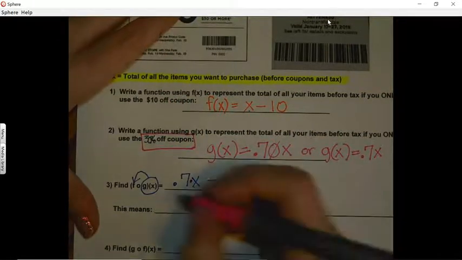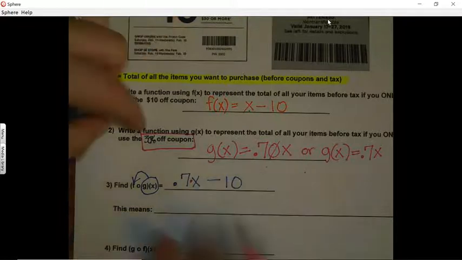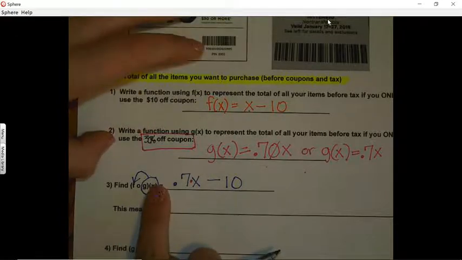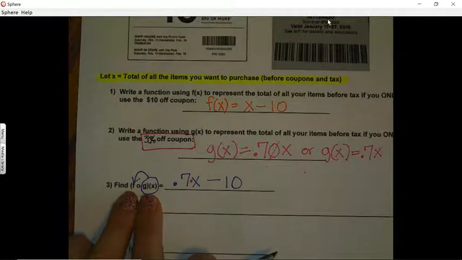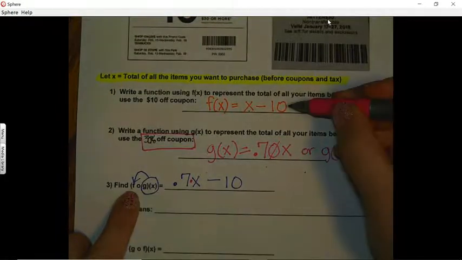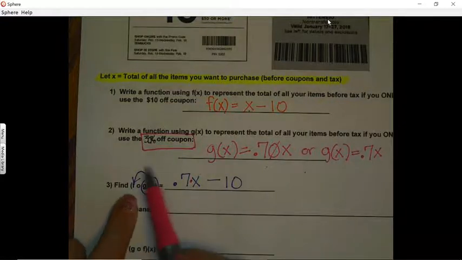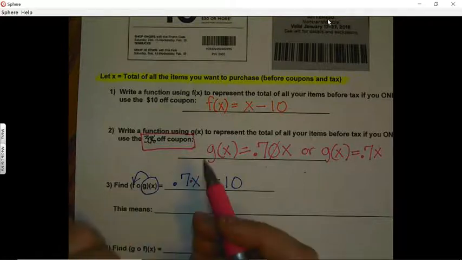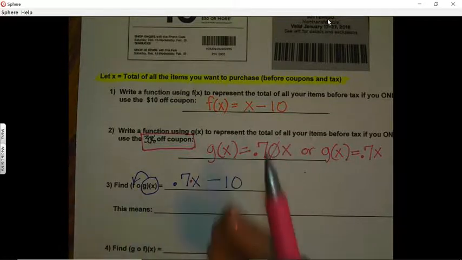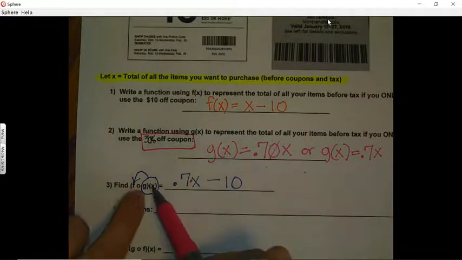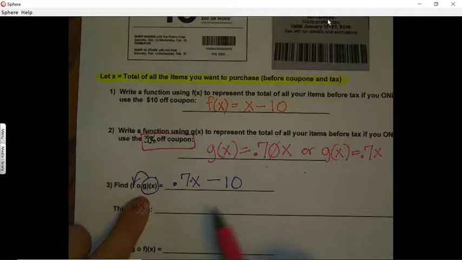So this means if this is what Kohl's programmed into its register to do, this would represent you're allowed to use both coupons. So each of these means you are only allowed to use one. Now this is saying, oh, well, what if Kohl's allows you to use both? It has both of them in there. So this is a real life example of when you would use this symbol here, when you have two different functions and you want to do this. We want to use both coupons.